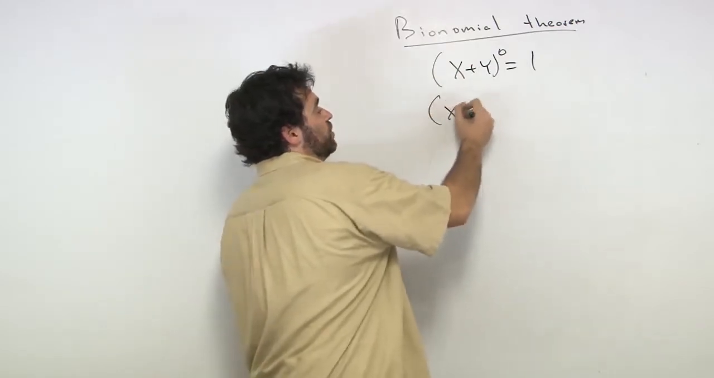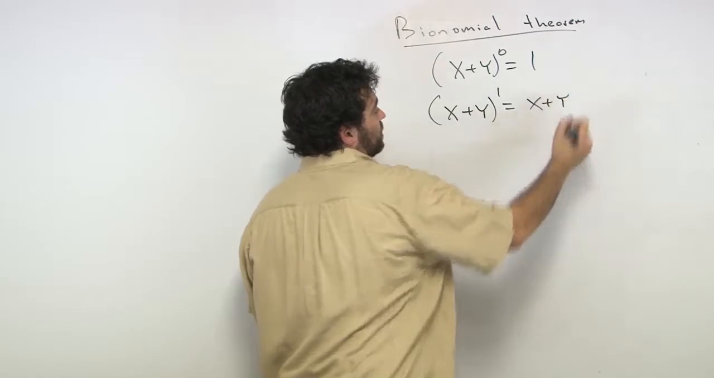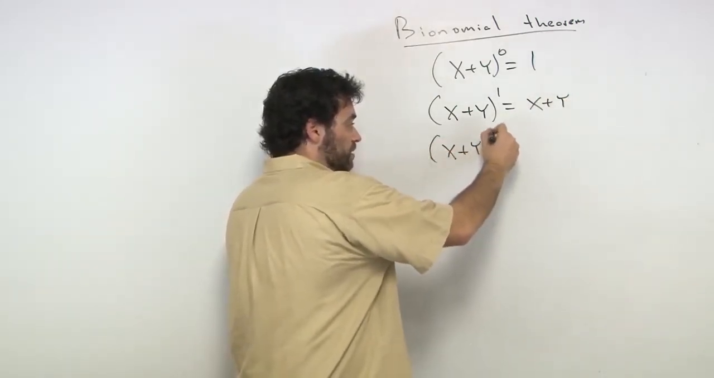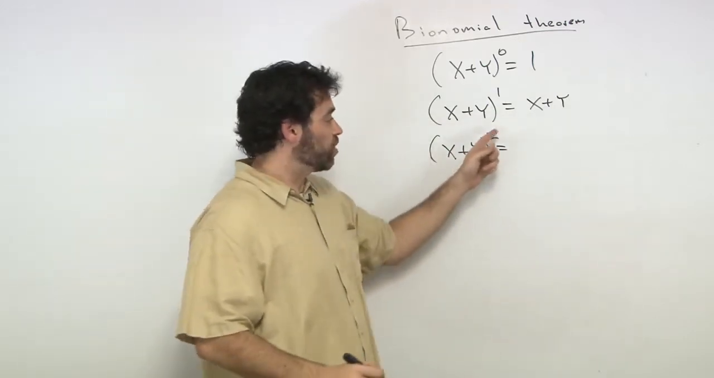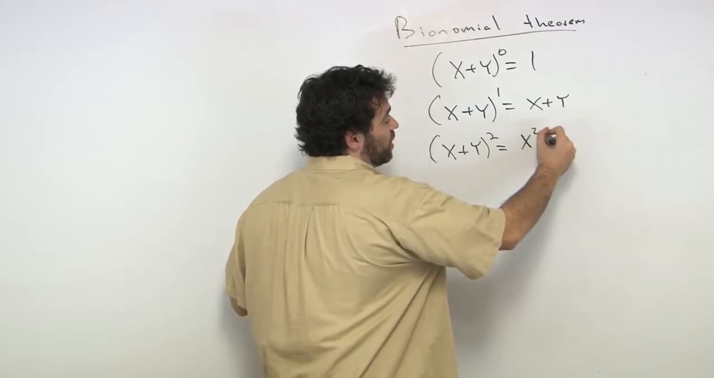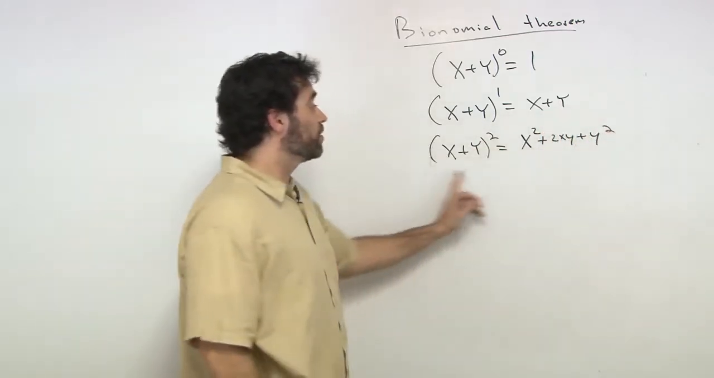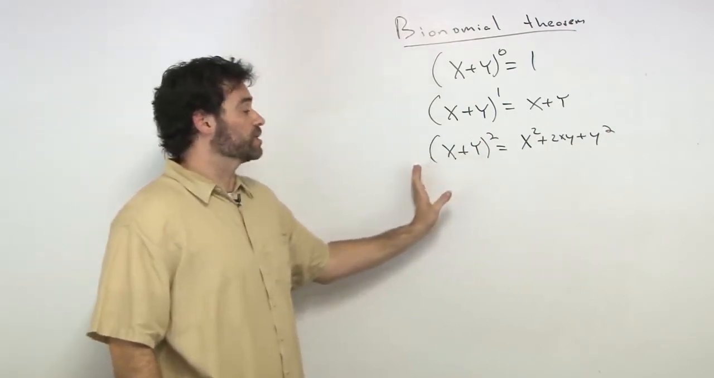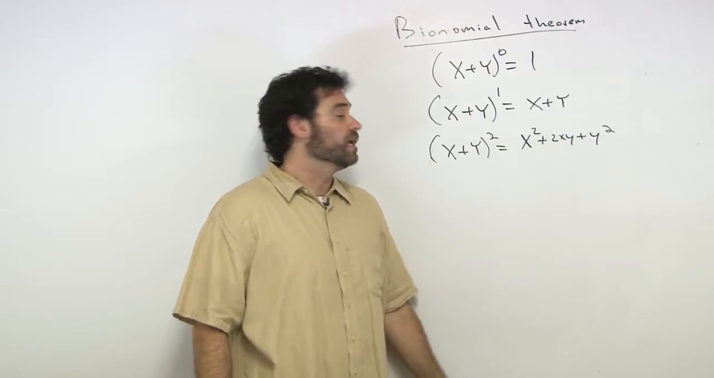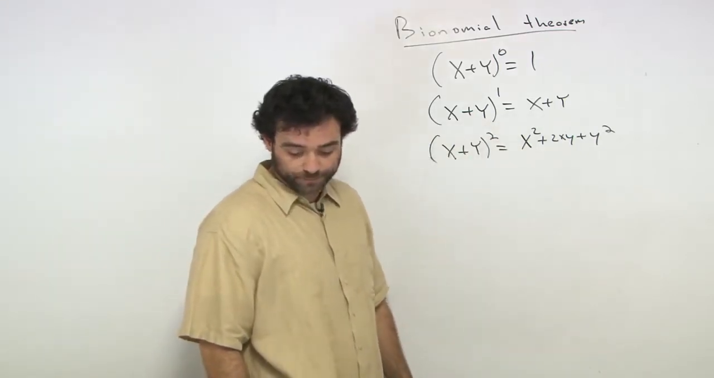Say I have x plus y to the 1. We know that's just x plus y. Not interesting stuff. We've seen this many, many times. Okay, x plus y squared. If we multiply that out, we get x squared plus 2xy plus y squared. And that's our binomial expansion for 2. We know this is what we get, and we could put in any numbers for that. So that's binomial expansion right there.